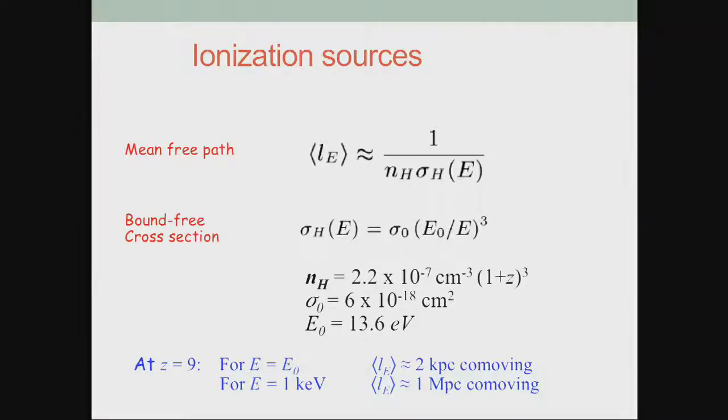And normally you would ask, if I have one source of ionization and the rest of the universe is neutral, what would the profile look like around this source? Here what I have in mind is stellar sources versus quasars, X-ray sources, right? So things with a power law, just to understand what the trade-offs are in this game.